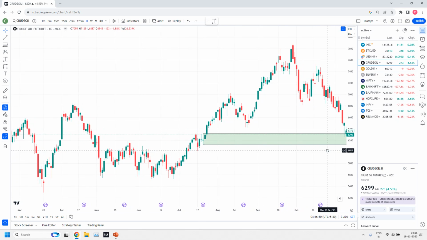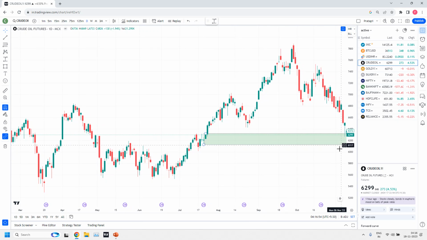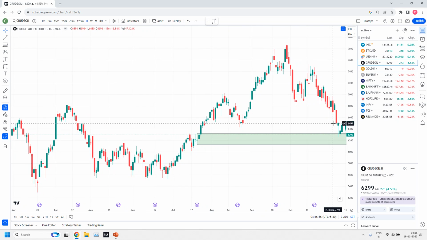The prices are coming down. See here. Now prices entered into this zone. Now this zone is no more a fresh zone. Then what kind of zone is it? It is called a tested zone. Once prices enter into this zone, it is called a tested zone.